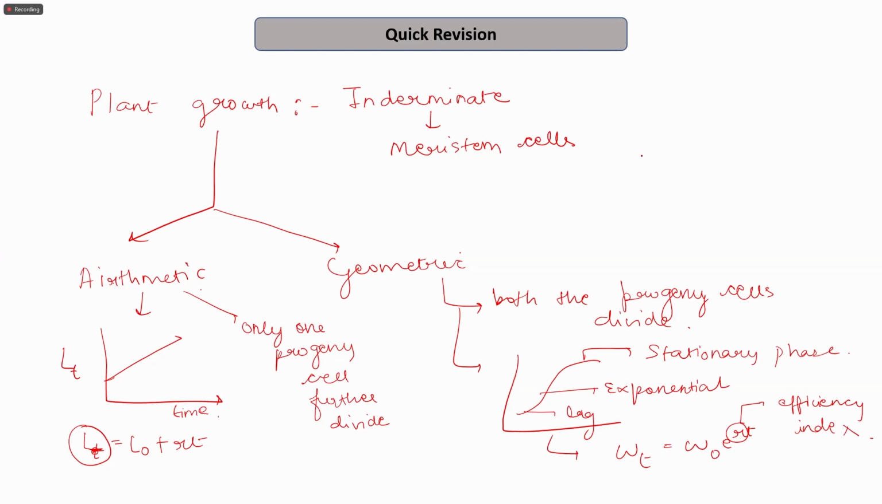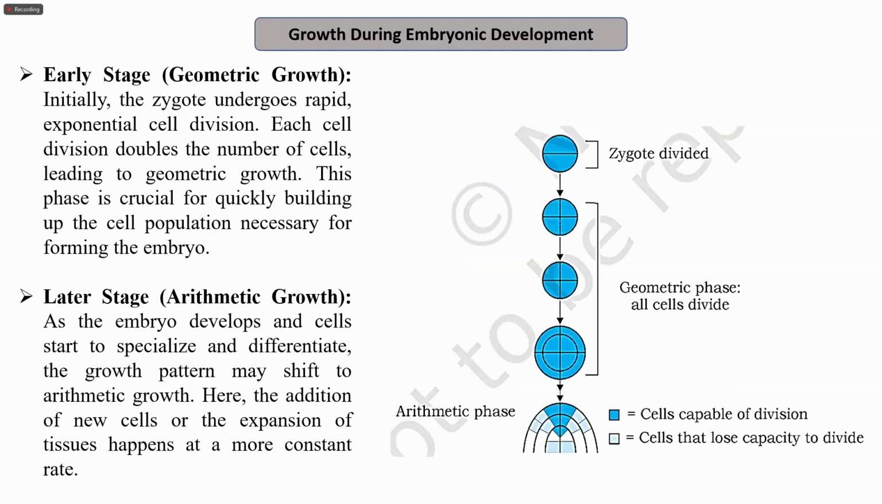So these were the two different types of growth that happen within the plant. During embryonic development, we can see both types of growth, where the plant cells undergo geometric growth as well as arithmetic growth. In the early stages, plant cells follow geometric growth. Initially the zygote, which is formed by the fusion of the male and female gametes, undergoes rapid exponential cell division, and since it is geometric growth, each progeny cell will divide further.